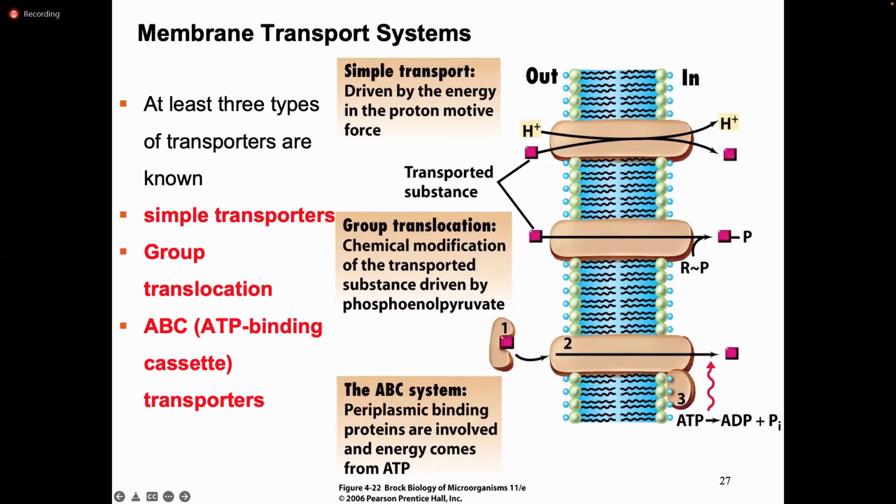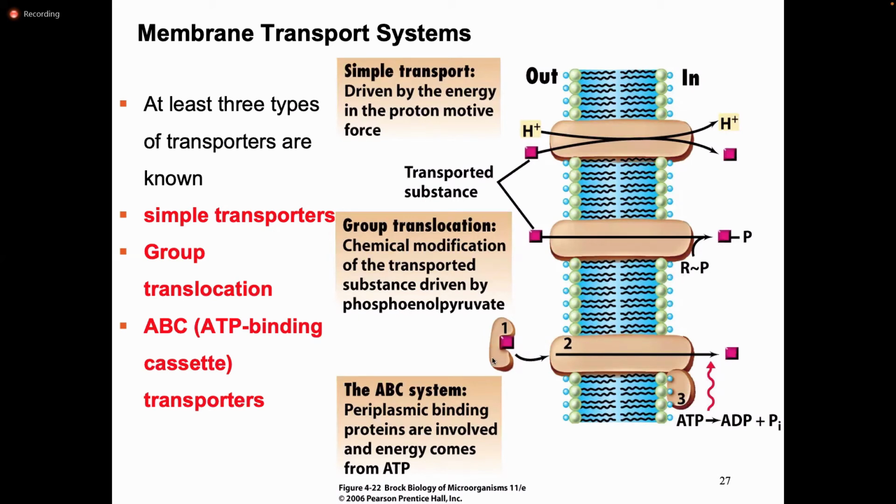So you cannot get out again because it is phosphorylated. It's more difficult to get out. So this process is called group translocation. E. coli has a few of these systems, called the phosphotransferase system. It can transfer various kinds of sugars from outside to the inside and at the same time phosphorylate them. So glucose becomes glucose 6-phosphate.